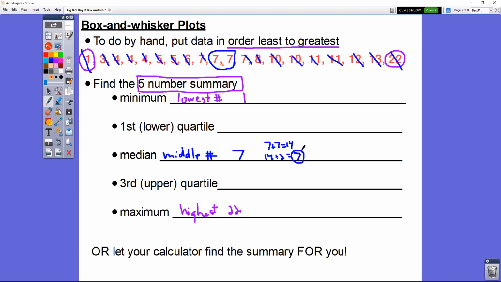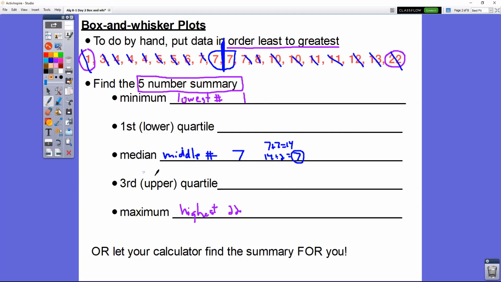Sometimes you're just going to end up with 1 number left over when you take away 1 from the beginning and the end. And when we have an odd number of numbers, it would just be that single number. But if you end up with 2 middle numbers, you have to take the average of those 2 numbers. So add them together and then divide by 2. So this is where the middle of our data would be.